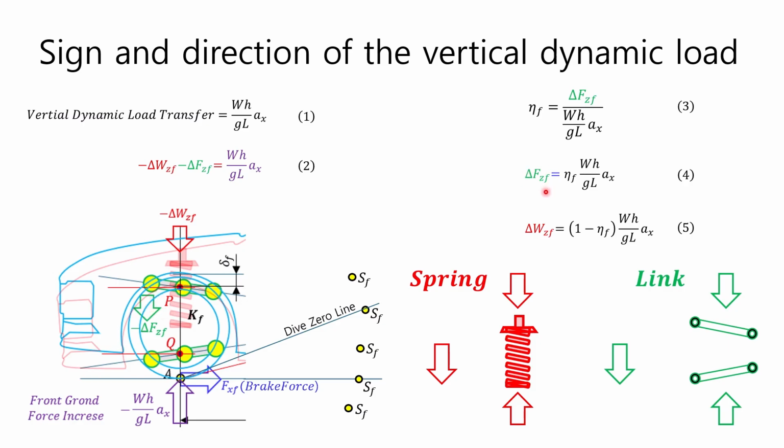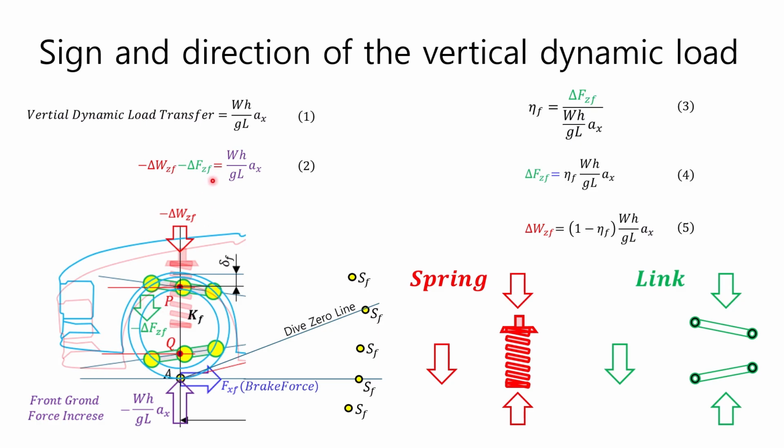From equations 2 and 4, the spring vertical dynamic load, delta WZF, can be expressed as equation 5. The magnitude and direction of the vertical dynamic load acting on the spring, delta WZF, are determined according to equation 2, once the link force, delta FZF, of the suspension with the brake wheel is determined.